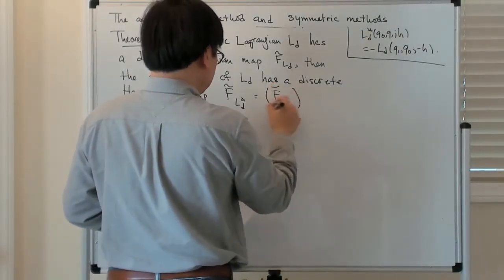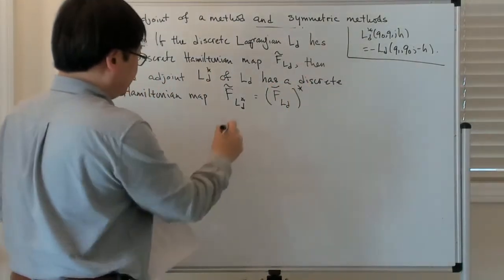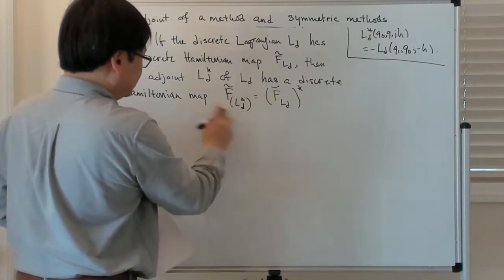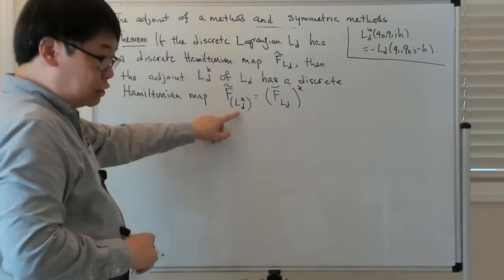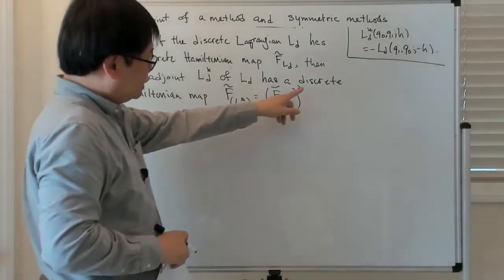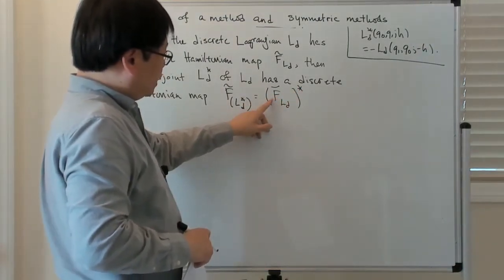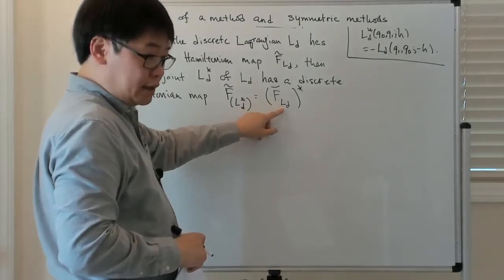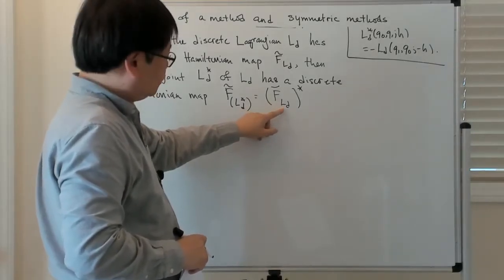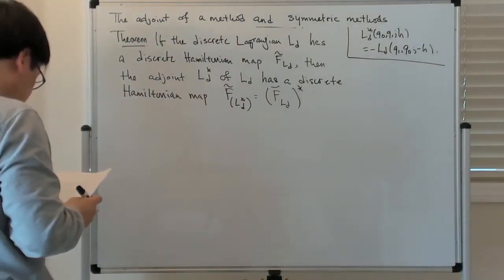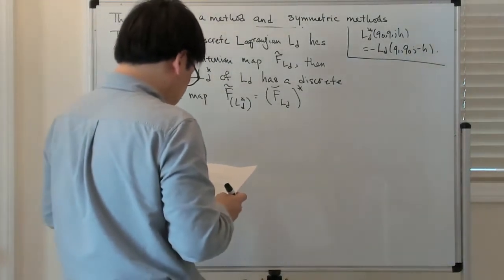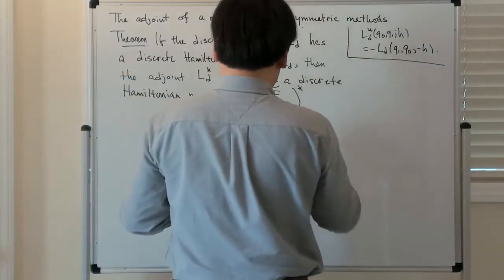Okay, so let me be a little bit more clear here. This is the Hamiltonian map associated with the adjoint discrete Lagrangian, and this is the adjoint of the Hamiltonian flow map associated with the original discrete Lagrangian, and they're related in the obvious ways.